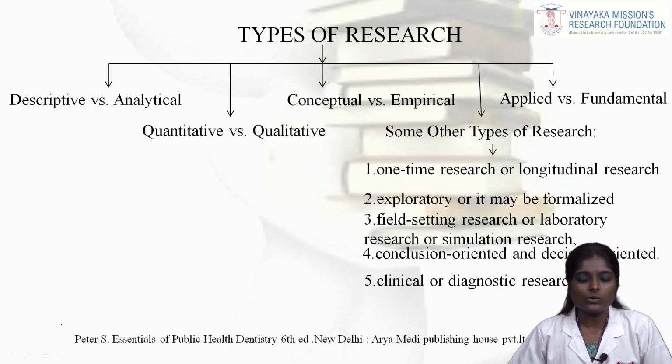And other types of research are one-time or longitudinal research, which means it has a long follow-up period, exploratory, or formalized, which is nothing but identifying something, or developmental research. Then field setting research or laboratory research like in vitro research, conclusion-oriented or decision-oriented research, clinical or diagnostic research.